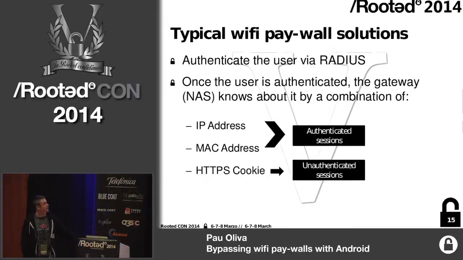How can the gateway or the NAS know that the client is authenticated? Normally the NAS knows this through the IP address and the MAC address. There is a timeout parameter: when the client disconnects or is idle without doing any traffic, the connection is automatically interrupted.